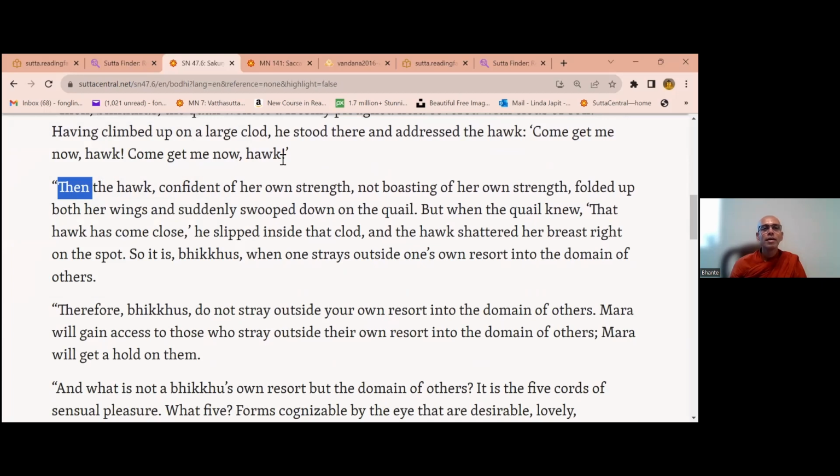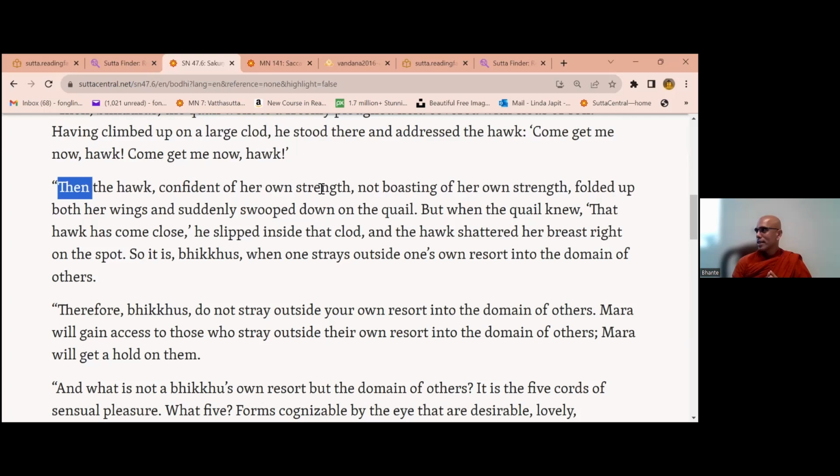Then the hawk, confident of her own strength, not boasting of her own strength, folded up both her wings and suddenly swooped down on the quail. But when the quail knew that the hawk had come close, he slipped inside that clod, and the hawk shattered her breast right on the spot. So it is because when one strays outside one's own resort into the domain of others. Sadhu, sadhu. Thank you.